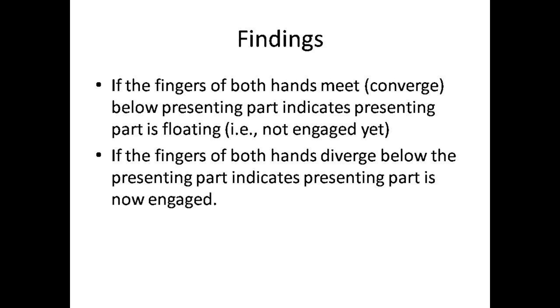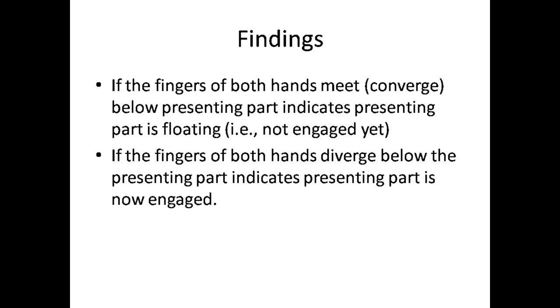So when you bring the fingers of both hands towards the midline of the symphysis pubis, just below the presenting part, if the fingers of both hands are meeting, that indicates that engagement has not yet happened; the part is floating. The opposite of it is if the fingers of both hands diverge, in the sense that when you move the fingers towards the midline of the symphysis pubis below the presenting part, the fingers are not meeting, they are diverging. That indicates the presenting part is now engaged.